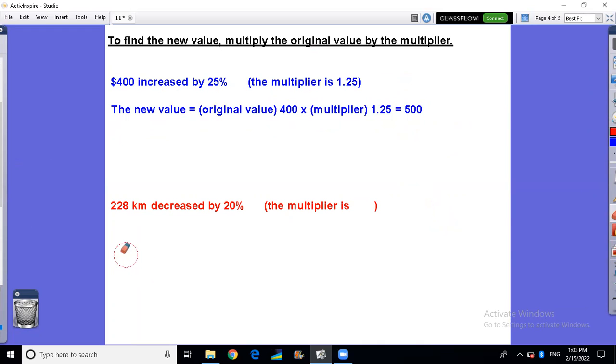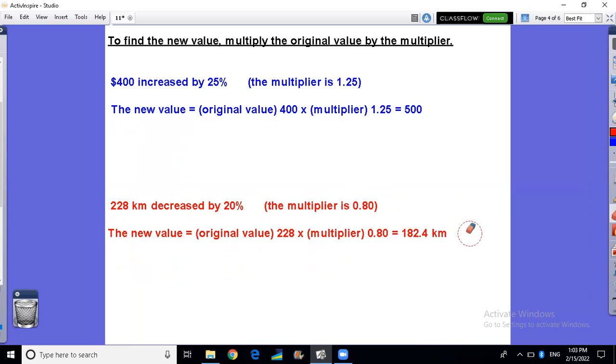All right, let's go to the next question. 228 kilometers decreased by 20%. Try to pause the video. Find the multiplier on your own, then try to find the new value on your own. Come back and check your answer after you're done. Here, I'm going to find the multiplier. This is the first step. The multiplier here, it's decreased by 20%. So I'm going to take away 20% from 100, which is going to be 80%, which is 0.80 as a decimal. So here is the answer. New value is the original value, 228, times 0.80, which is going to give us 182.4 kilometers. This is the new value.